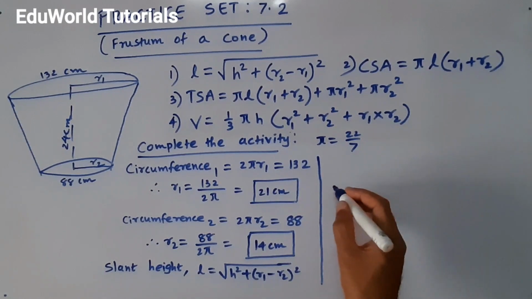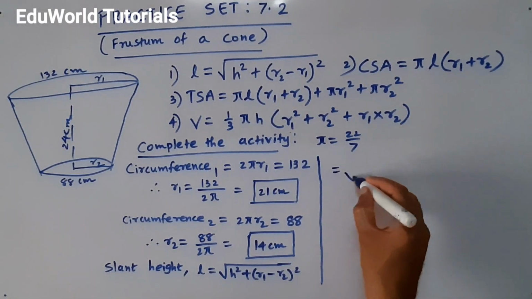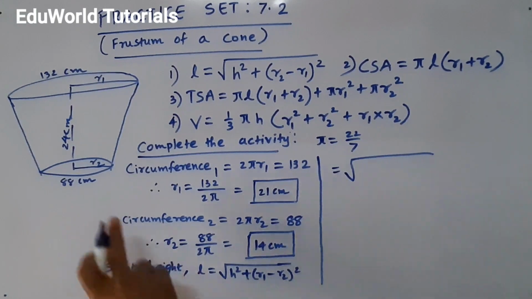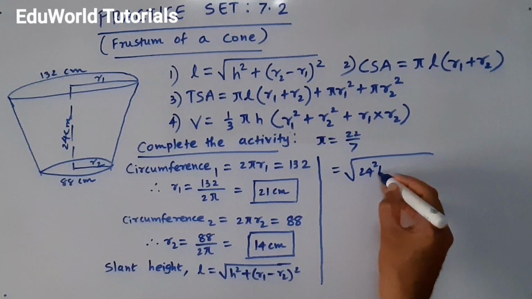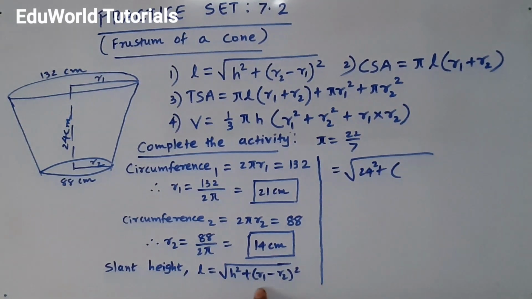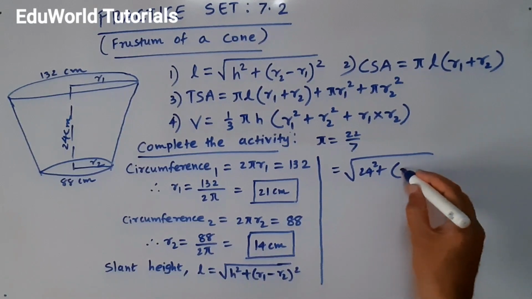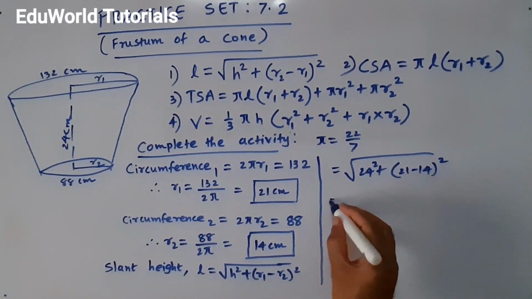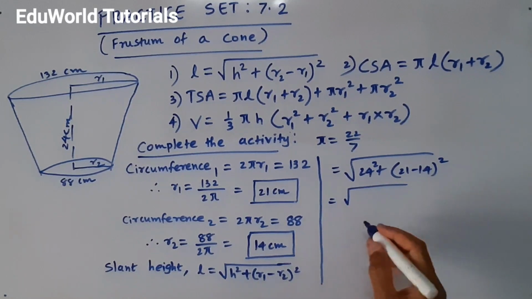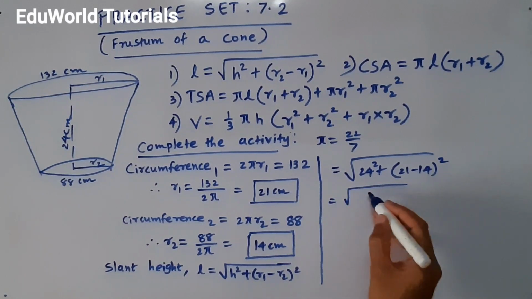So let us put the values. L is equal to under square root. What is h? H is the perpendicular height which is 24. So 24 squared plus first radius r1 we got 21, other radius r2 we got 14. So 21 minus 14 the whole squared. This is equal to 24 squared is 576.